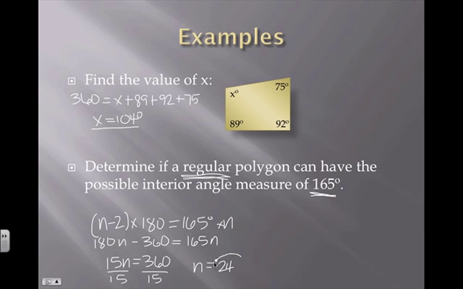So because this is a whole number, an integer, that means that we can in fact have a regular polygon with interior angle measures of 165 degrees. And that specific polygon would be a 24-gon. So yes, we can have a polygon, and that would be a 24-gon.